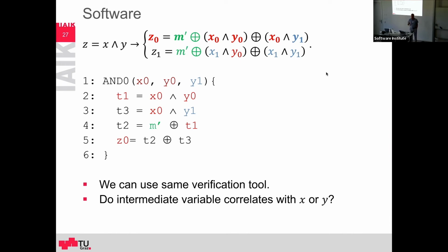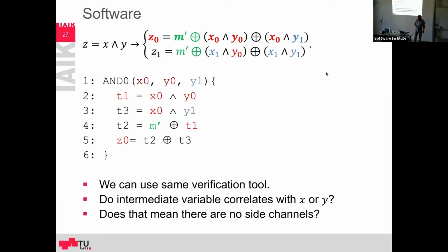So I can just take my existing verification tool and look at this as a circuit and run it through, and we've already done that, and it will say, yes, everything perfect. This is what people have done. So there's no intermediate variable here that correlates with either X. Does it look correct? That's right. So there shouldn't be any side channels.